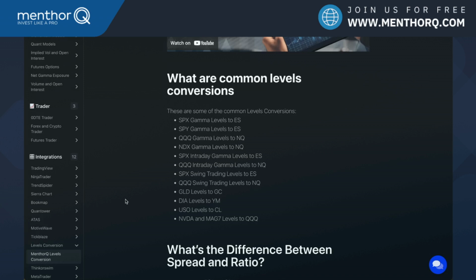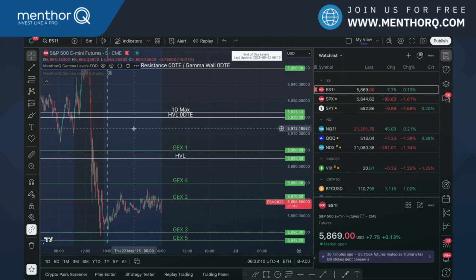Very, very simple. So if we go now to TradingView, let's go over why it's important to understand how the conversion works. Here on the right-hand side, I have a watch list with my ES data and my NQ data. For ES, I'm using the future, I'm looking at SPX, and I'm looking at SPY. For NQ, I'm also looking at NQ, QQQ, and NDX. As we can see, looking at the price column, the price levels are different. So if we look at ES, currently, the future price is 5,868, while the SPX price is 5,844, and the SPY is only 582.